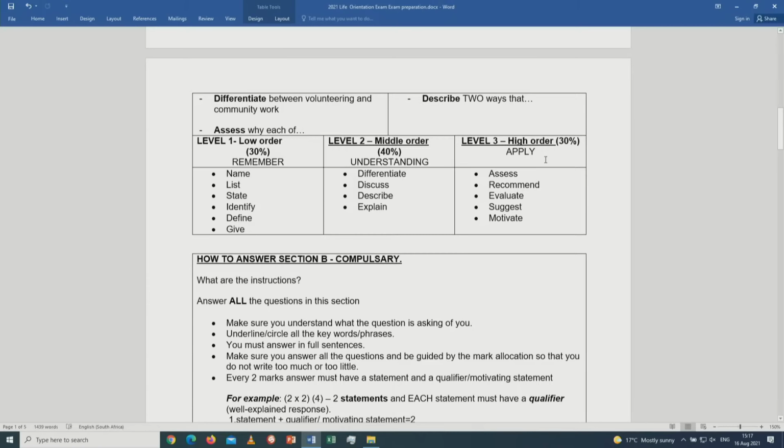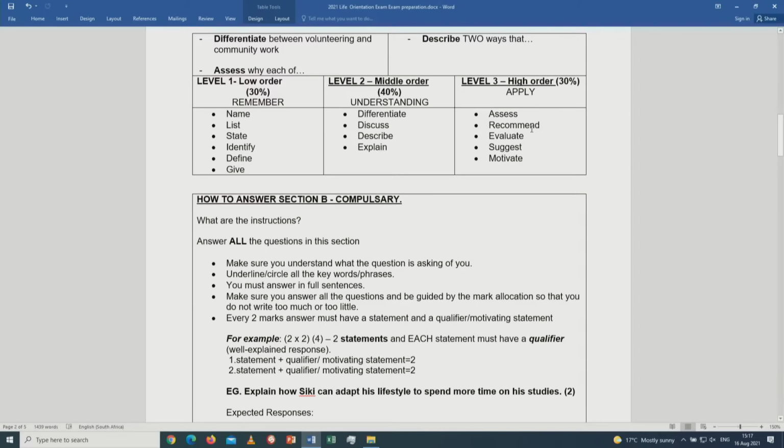Differentiate between maybe volunteering and community work, or it can be differentiate between any 2 concepts in the content. Describe any content or any concepts in your content.